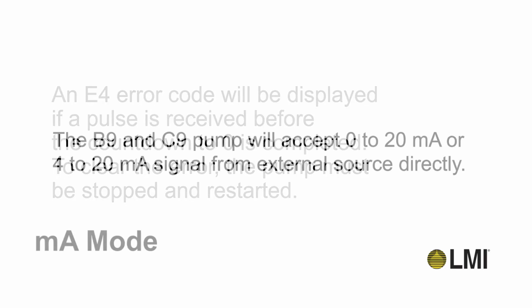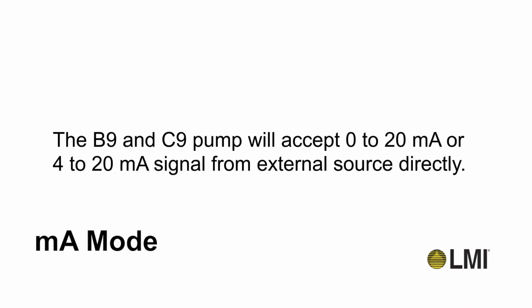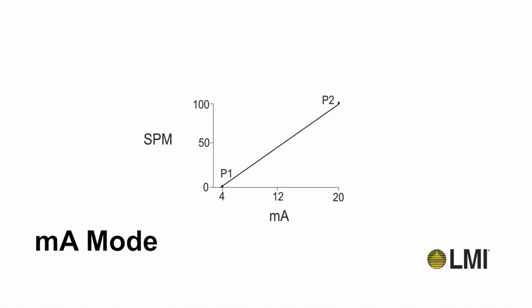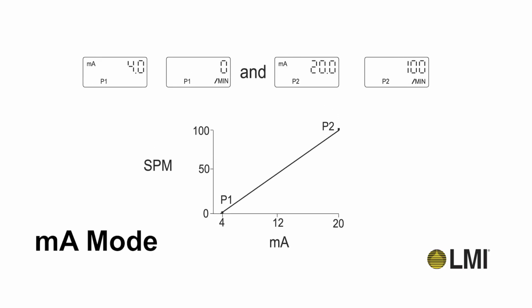The B9 and C9 pump will accept a 0 to 20 milliamp or 4 to 20 milliamp signal from an external source directly. The pump speed is determined by the program response curve P1 and P2. Factory default values are P1 equals 4 milliamps, 0 strokes per minute. P2 equals 20 milliamps, 100 strokes per minute.